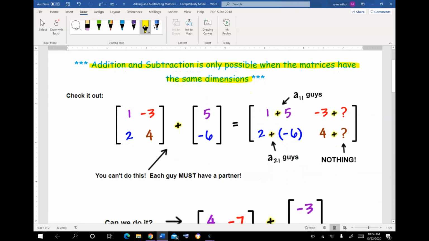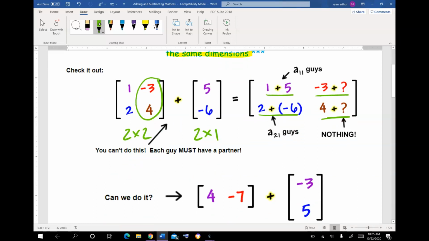Because if you check out this first example, this dimension is a 2 by 2, and this dimension is a 2 by 1. They're not the same, and the reason why we can't add them is because if you look right here, I can say 1 plus 5, and then 2 plus negative 6, but then the negative 3 and the 4, they have nothing to add to, okay? So they have to have the same dimensions so each partner can be added together.